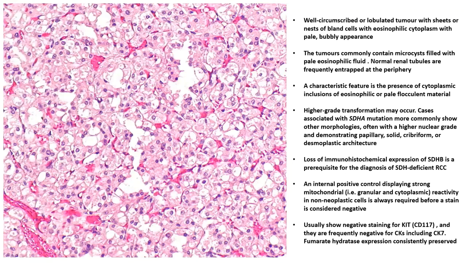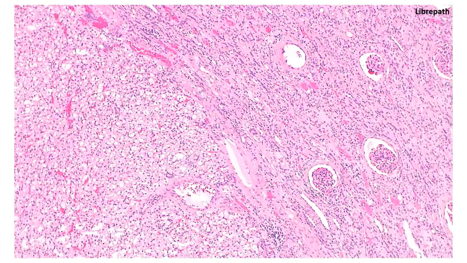Remember that although these cells are mostly low grade, you can have higher grade transformation, especially if the cases are associated with a succinate dehydrogenase A type of mutation. Those will have a higher nuclear grade along with necrosis. And unlike chromophobe RCCs, they are usually negative for the expression of CD117. They are also frequently negative for cytokeratins, including CK7. That's an important thing to keep in mind. And fumarate hydratase expression, unlike the fumarate hydratase deficient RCC, is consistently preserved in these tumors.